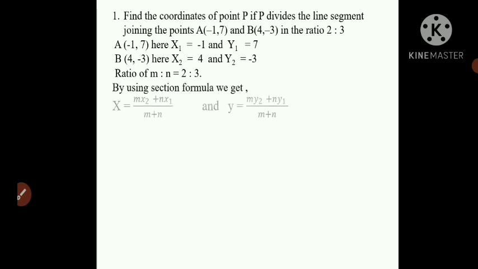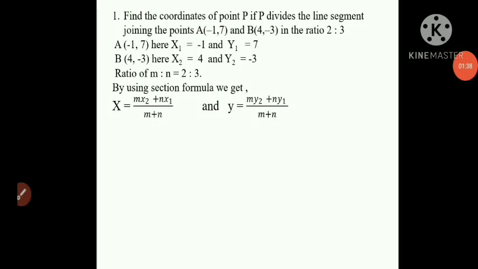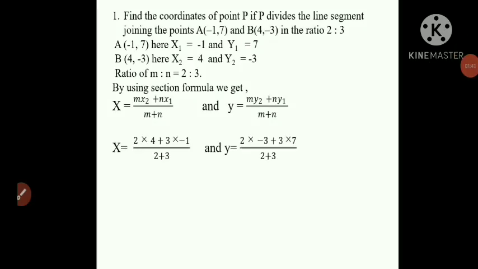That is, for x, the formula is x equals (mx2 + nx1) upon (m + n), and for y it is (my2 + ny1) upon (m + n). So now we'll substitute the values. For x, the ratio for m is 2 and for n is 3. So m means 2 multiplied by x2, which is 4, 2 multiplied by 4, plus nx1, so n is 3 multiplied by x1, which is -1, upon 2 plus 3.